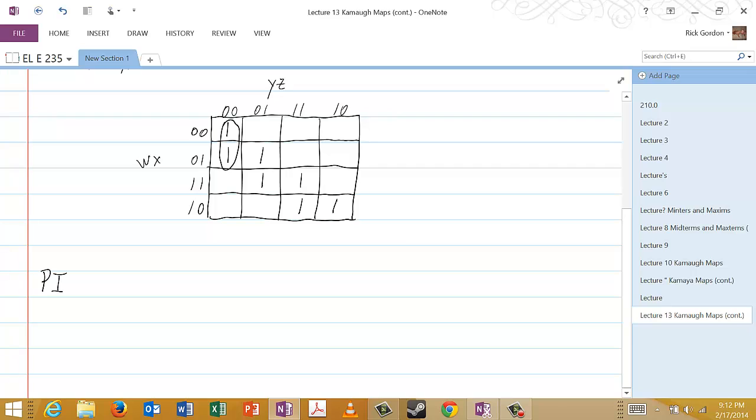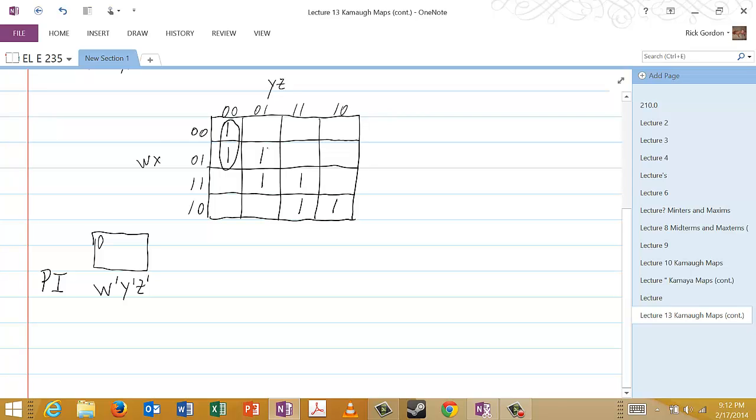Well, we'll start up here. We have that grouping. And if we now ask ourselves, well, what will be the name for this? We see that W is constant and equal to 0, so W prime will be part of the name. X is changing because X is equal to 0 in this first cell and 1 in the second cell, so X will not appear. Y and Z are both constant and equal to 0, so we have Y prime, Z prime. And that will be the name for that prime implicant.